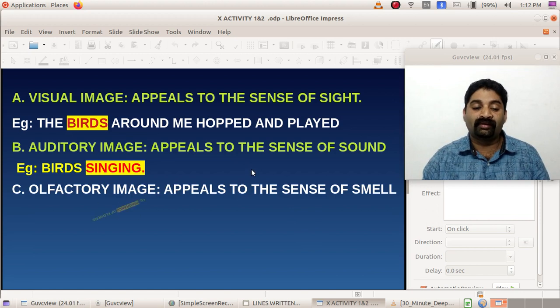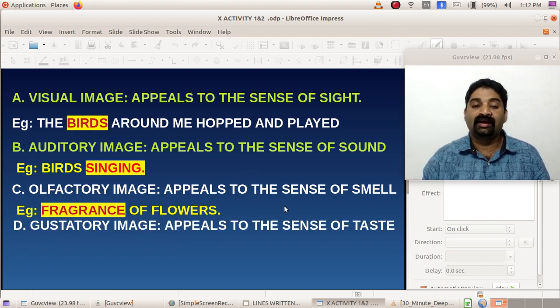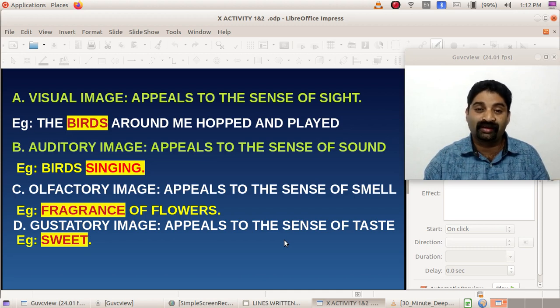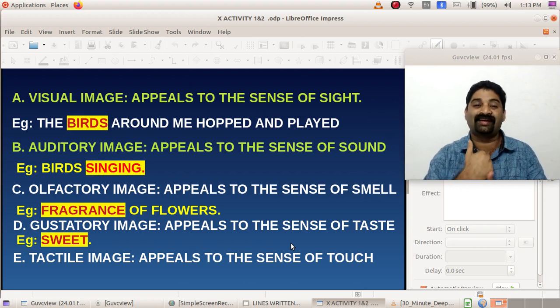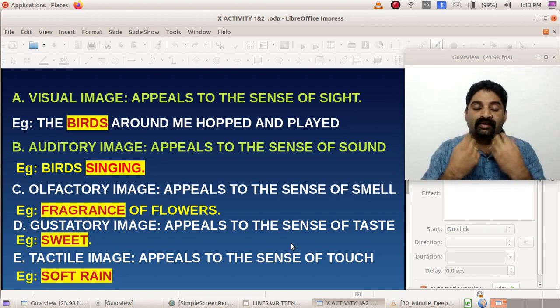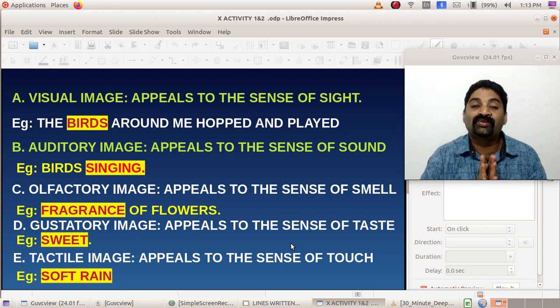When the poet says something about scents, the fragrance of flowers, that appeals to our nose. Olfactory image. Gustatory image is something related to our taste, like the sweetness of a mango or fruits, honey or sweets. That appeals to our sense of taste. Then tactile, that appeals to our sense of touch. When you say the soft rain touched and made wet, it appeals to our skin. So we have 5 images: visual, auditory, olfactory, gustatory and tactile. Find out examples of these images from the poem and do the activity.